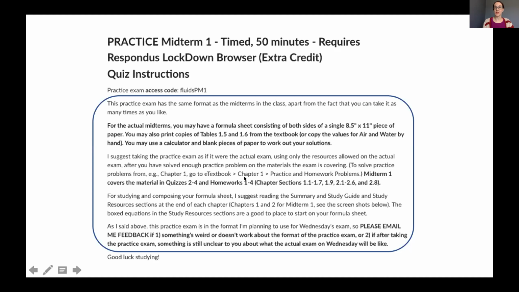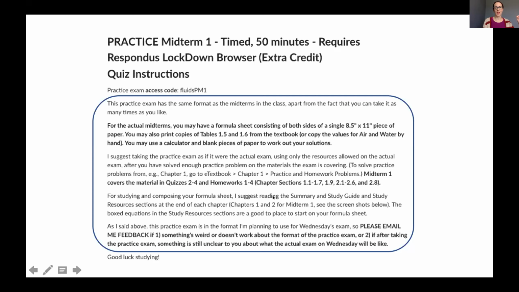Here is what midterm one covers. It covers everything in quizzes and homeworks 2 to 4. I say 1 to 4 here, but if you remember, the first quiz was just on the syllabus. The first homework was just that, fluids in daily life. So it's really quizzes and homeworks 2 through 4. That's a lot of chapter 1, and then chapter 2 through Wednesday, last week's topic, which was hydrostatic forces on a planar surface.